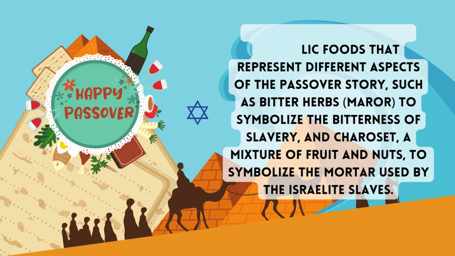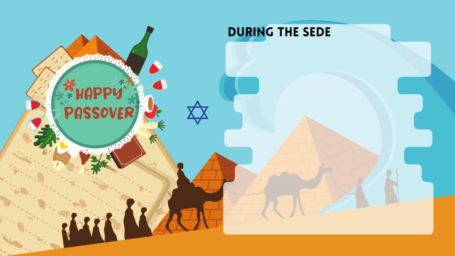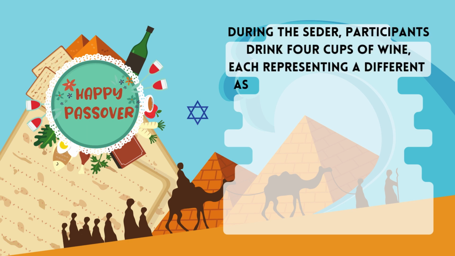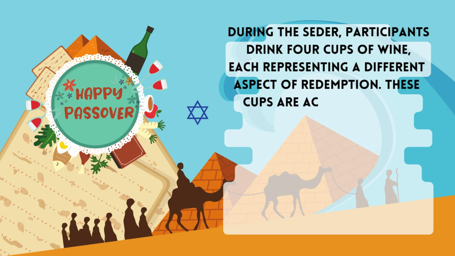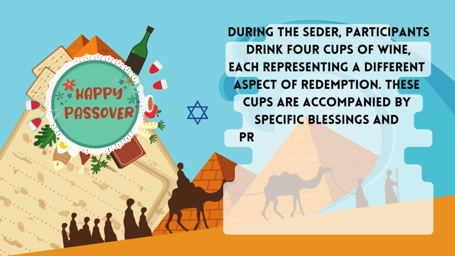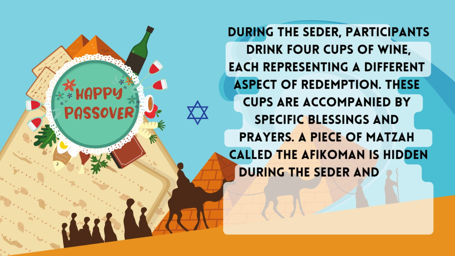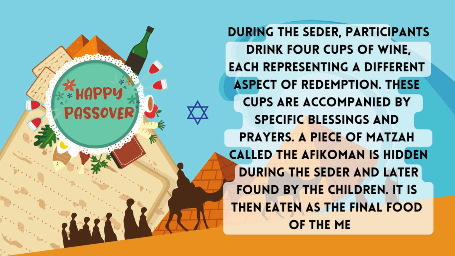the Israelite slaves. During the Seder, participants drink 4 cups of wine, each representing a different aspect of redemption. These cups are accompanied by specific blessings and prayers. A piece of matzah called the afikoman is hidden during the Seder and later found by the children. It is then eaten as the final food of the meal.